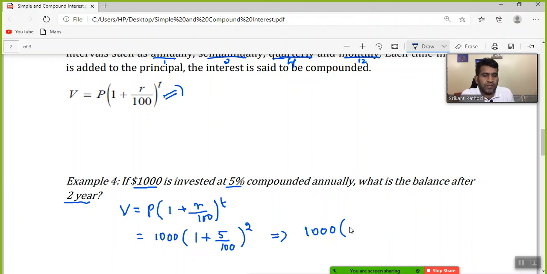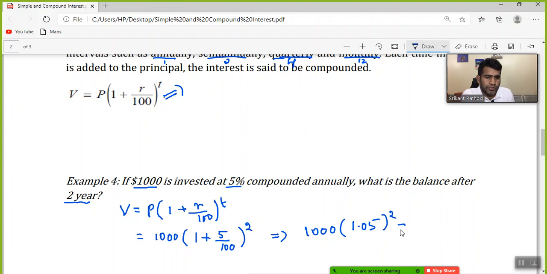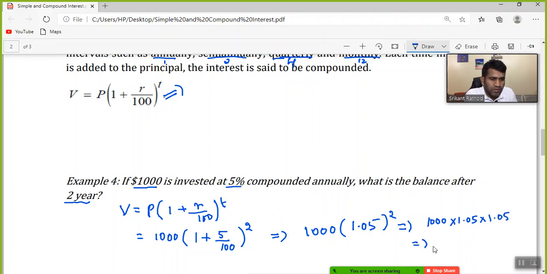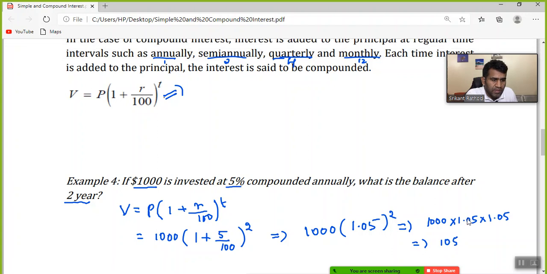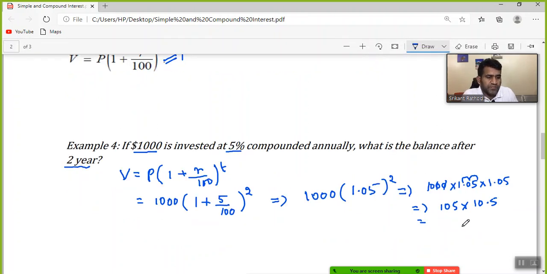5 divided by 100 can be written as 0.05, and adding the 1, it's going to be 1.05 to the power 2. So how do you simplify this? 1.05 to the power 2 is 1,000 times 1.05 times 1.05. You can further simplify this by taking the two decimals to the other side, cancelling the two zeros, and then one zero is left, so we say 105 times 10.5. So what result are you going to get?